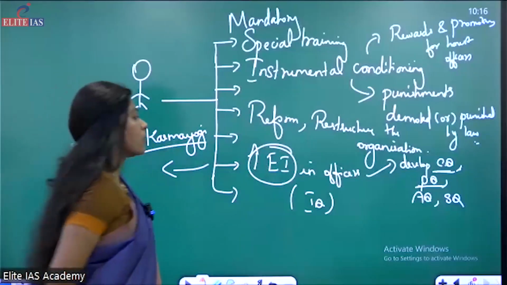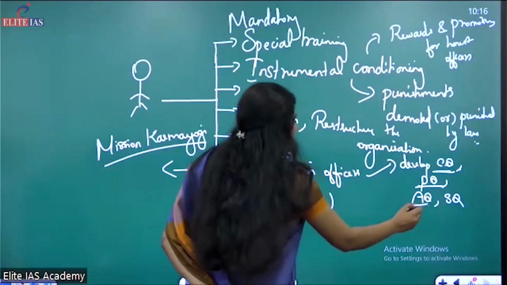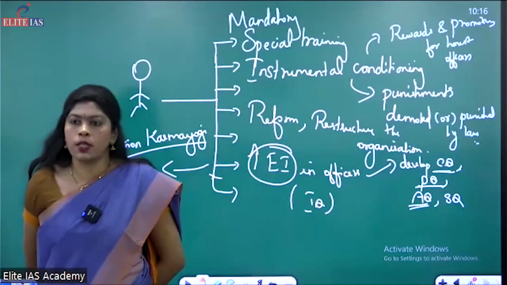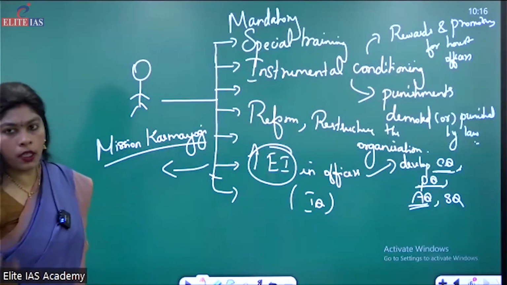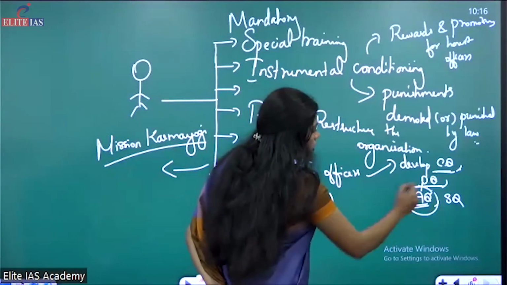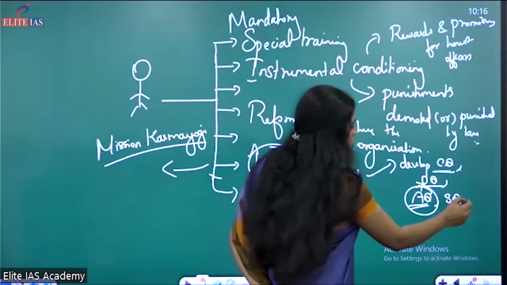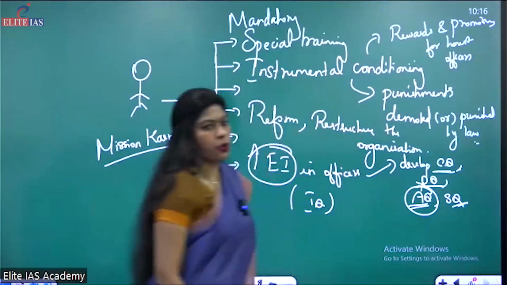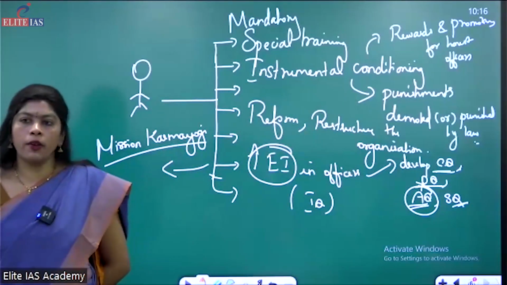Personality quotient, that is checked in the interview session for you. AQ, adversity quotient: how you are handling the stress. So AQ is also checked in your interview session. Again, in the training also you'll be provided training for this. And spiritual quotient. That you only have to develop.